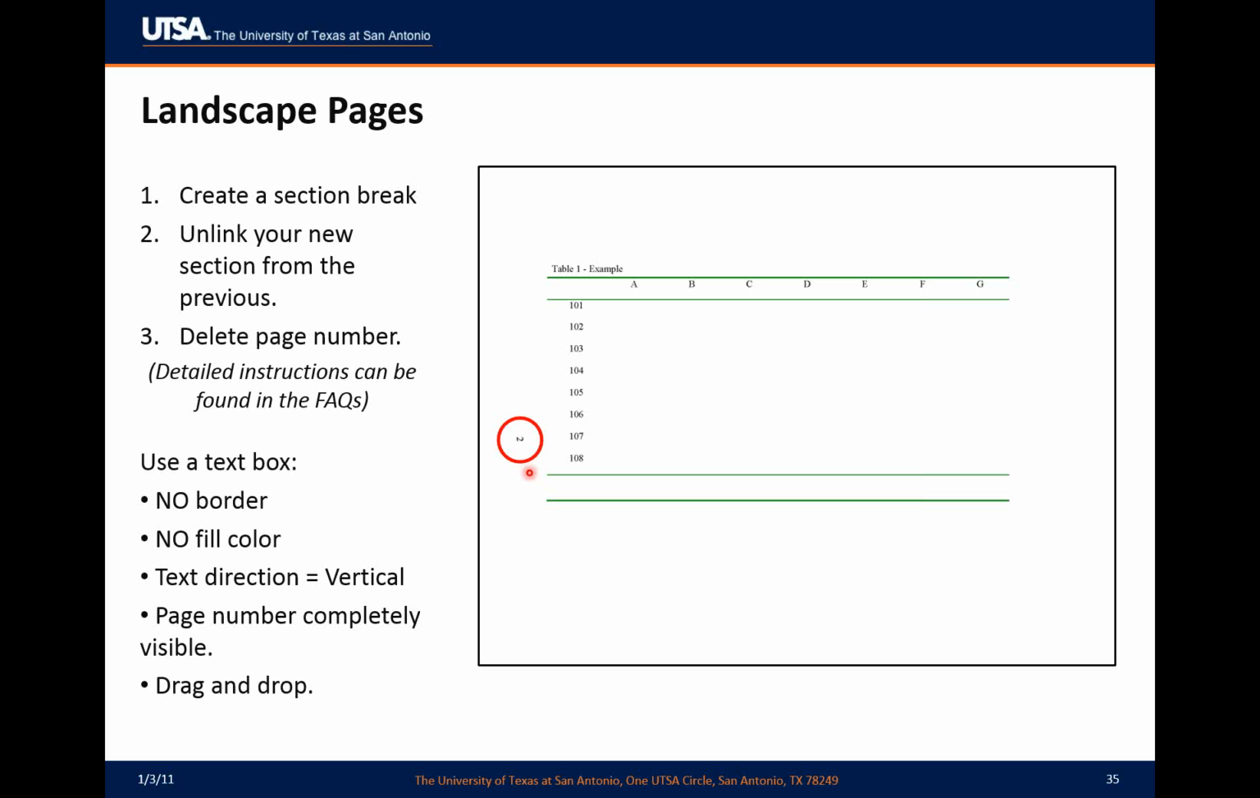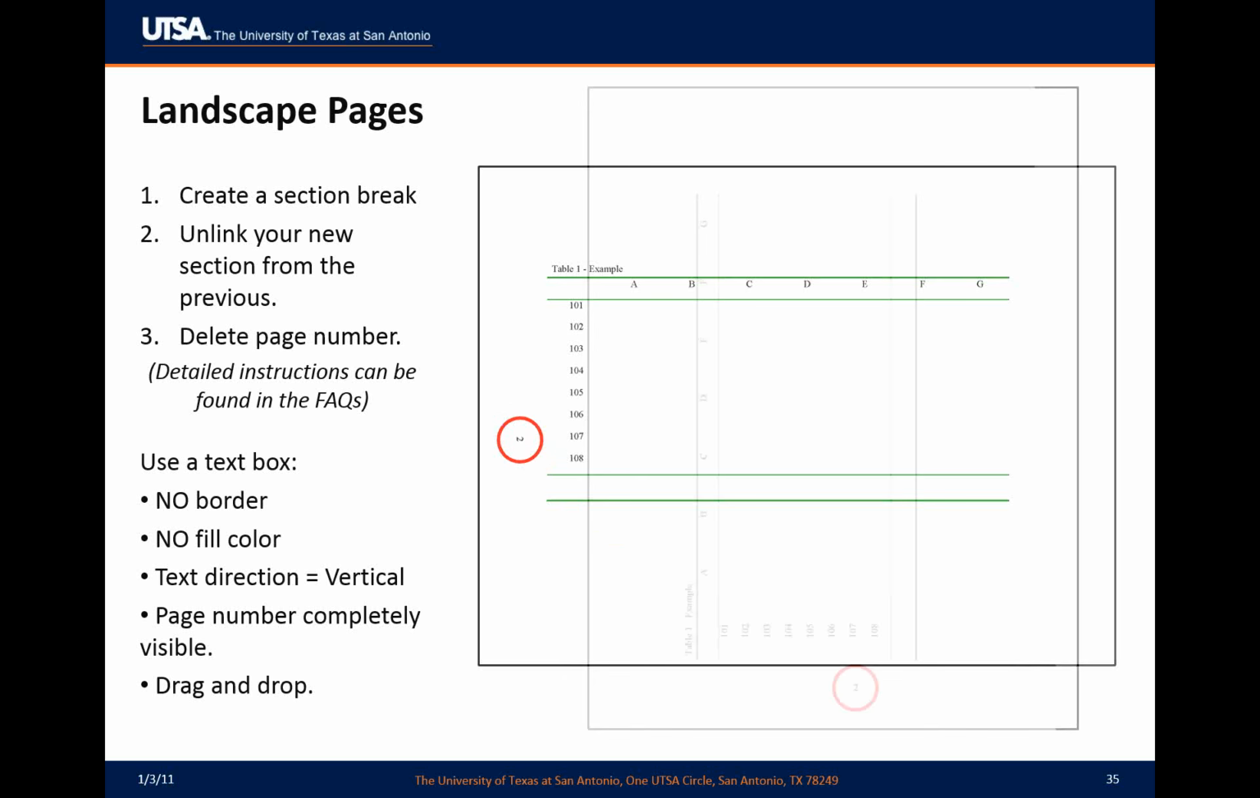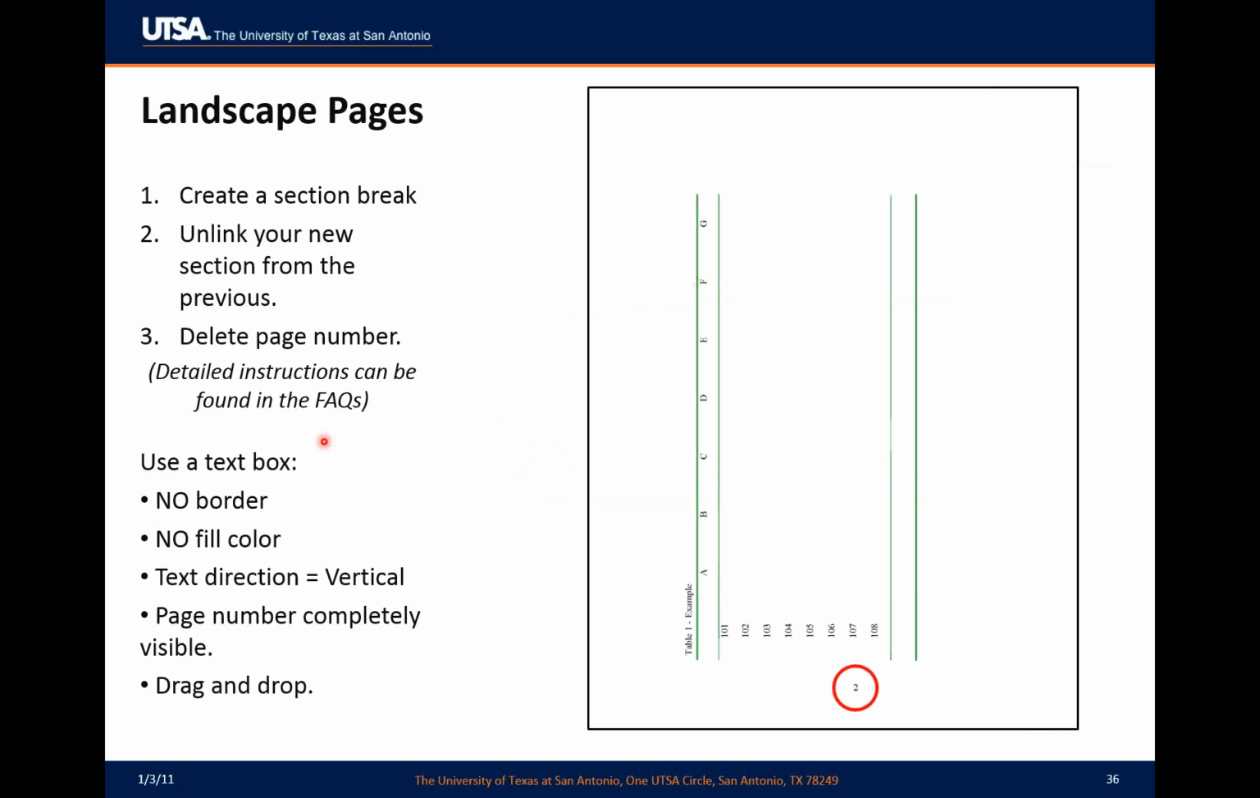There's a button to change the text direction. You want it to face this direction. You're pulling your page number over here to the left-hand side of your page. You want to make sure the page number is completely visible after you type it in the text box. And then, like I said, just drag and drop over here to the left side of the page. Once you've done that, this is what it looks like when all of your pages are rotated. Okay? So you do have to move the page numbers by hand.